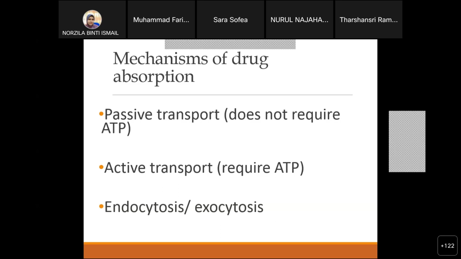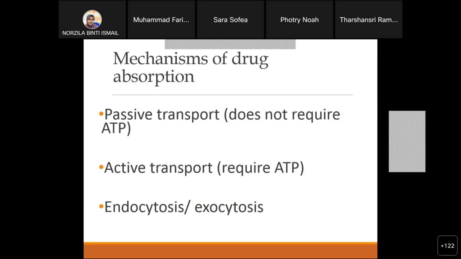Yes, doctor. Example of endocytosis. Can you give examples? You remember macrophages? Engulfment of bacteria. Yes. Is it by endocytosis or exocytosis? Endo, since we are absorbing it. Yes, thank you. Okay, so we go to the first one, passive transport.